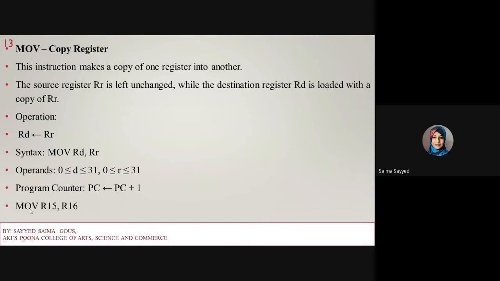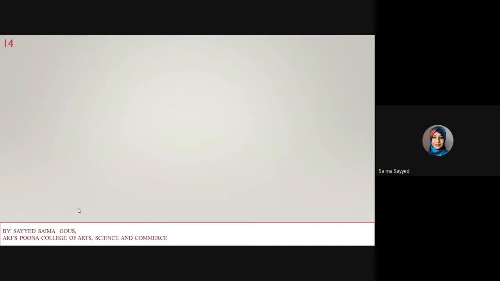Here see MOV R15, R16. This is the syntax or example. Now we have to first load R15 with some data or R16 with some data, and then we can use this MOV instruction to move the contents of R16 to R15. So here we have to use the LDI instruction to load some data in R15 or R16.